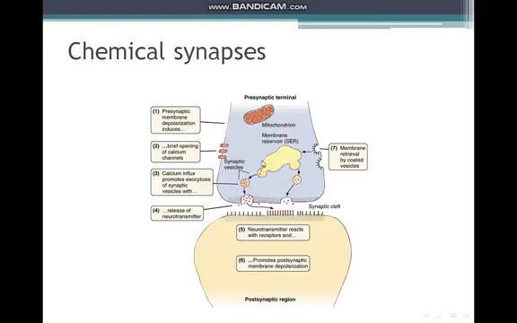So when the action potential reaches the nerve terminal, there will be exocytosis of neurotransmitter toward the synaptic cleft, and the neurotransmitter will bind to the receptor on the postsynaptic membrane.